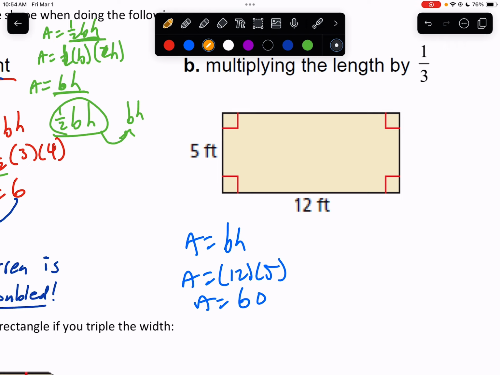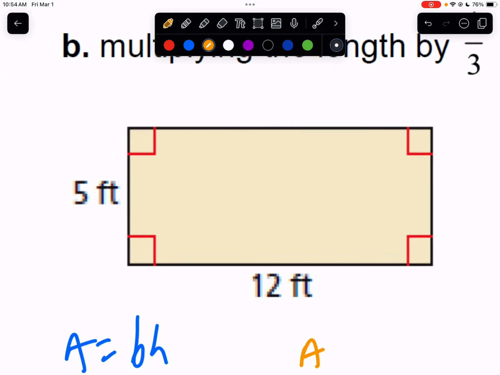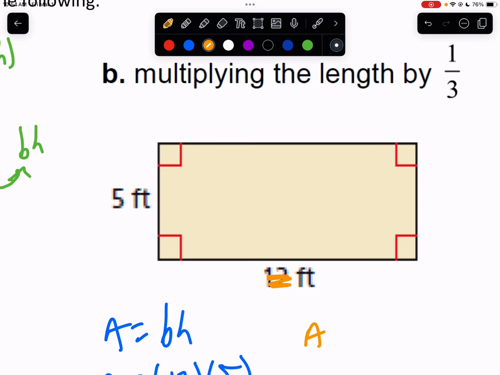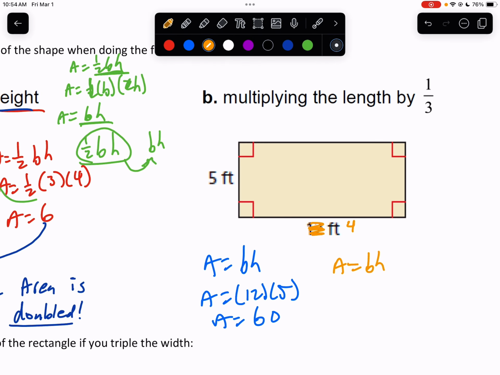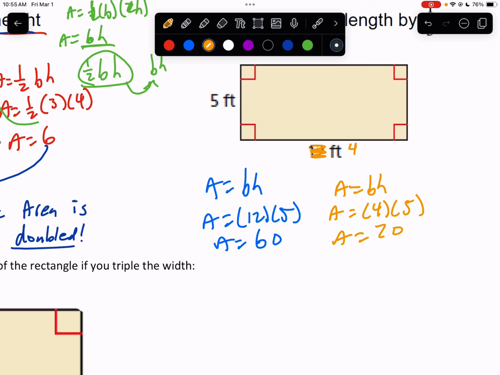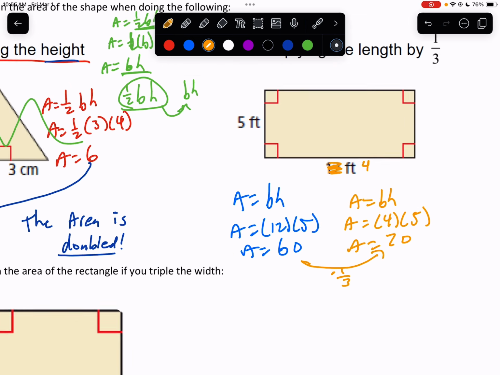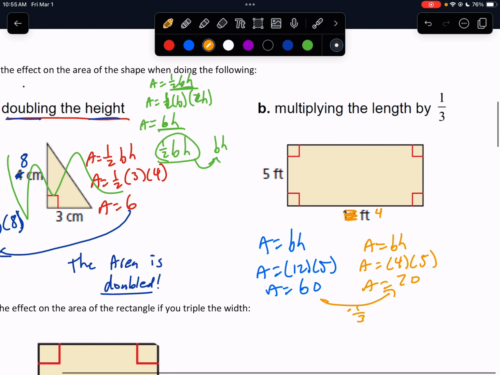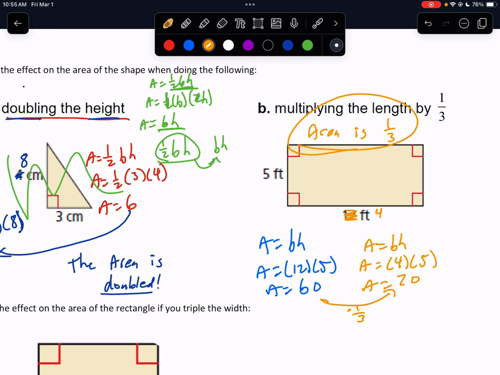What do you think is going to happen when I multiply the length by 1/3? The length is generally the longer of the two. So if 12 is multiplied by 1/3, now it's the number 4. What is the new area? Area is base times height. That would be 4 times 5, and that area is 20. So what happened? Boom, you nailed it. 60 times 1/3 is 20. So what happened to the area? The area is 1/3 the size.